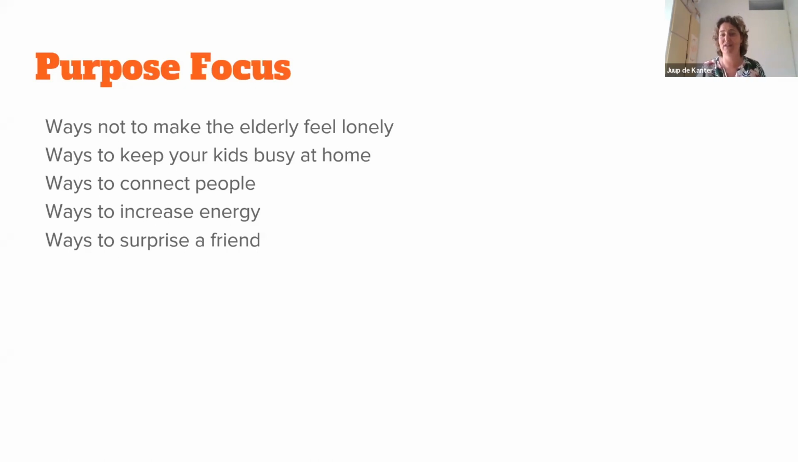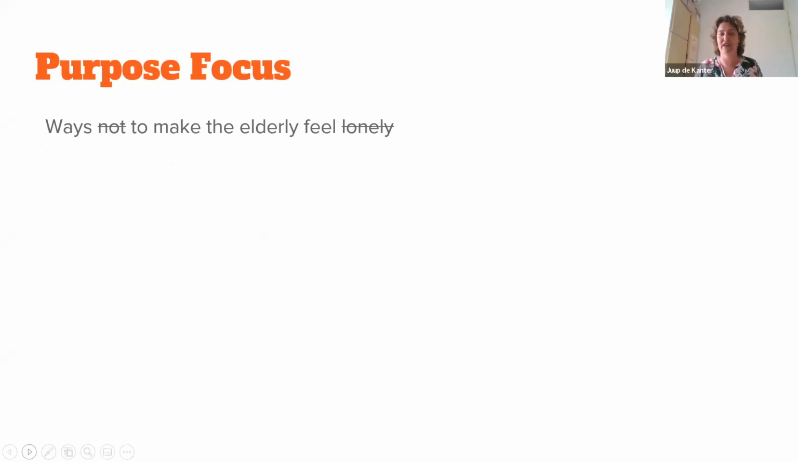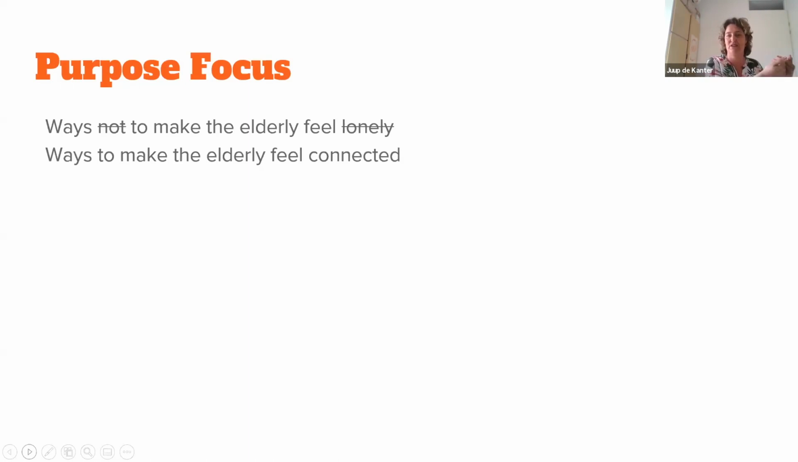So that's not positively formulated. It's better for a brainstorm session to change not lonely into make feel connected. Because if you ask yourself what you want, then you get ideas that suit this focus point. And your brain doesn't know what not means. It thinks, okay, I have to make them lonely. But that's not the case. We want to make them feel connected. So that's about the focus. The focus is a very important first step in a creative thinking process.